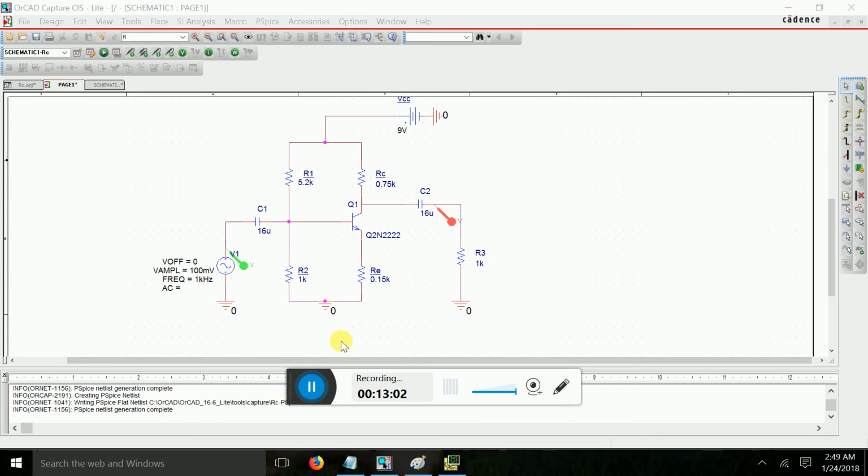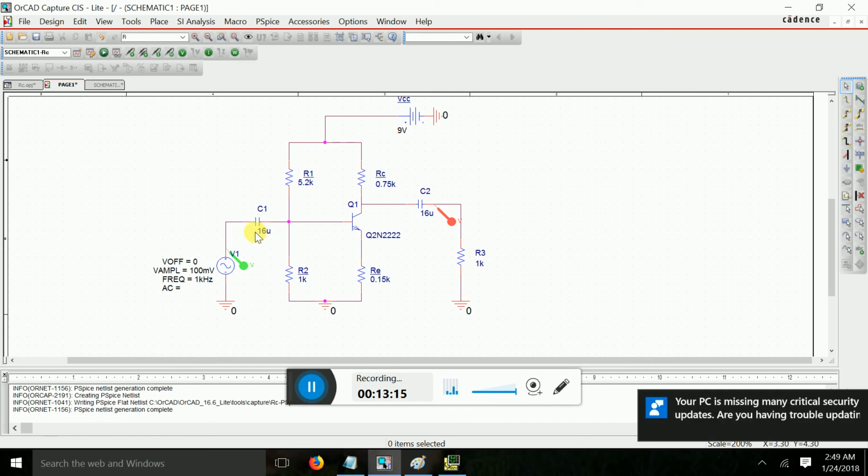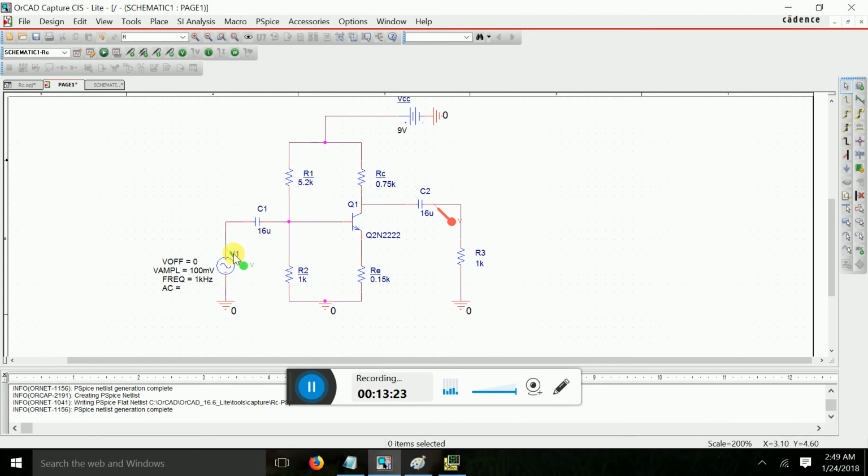I forgot to mention that depending on the frequency, the resistance of the capacitance also changes. So you have to use a large capacitance so that it will not act as a resistance across both of these terminals. Instead of 1n, I have chosen 16 microfarads. Now the supply voltage and the other things are the same. Let us take the output.